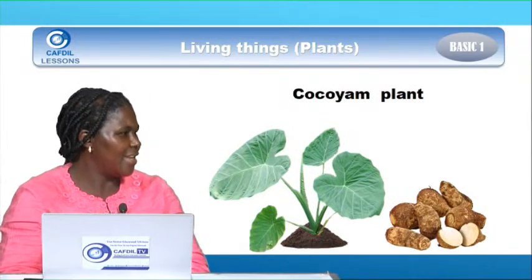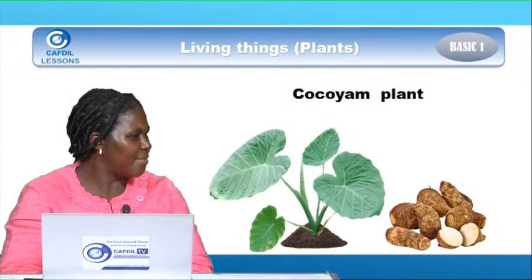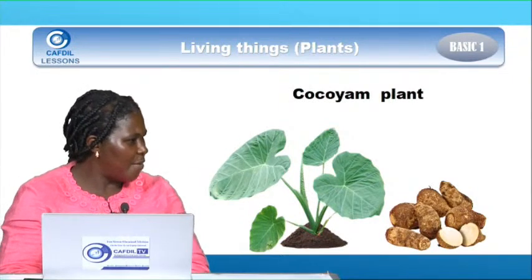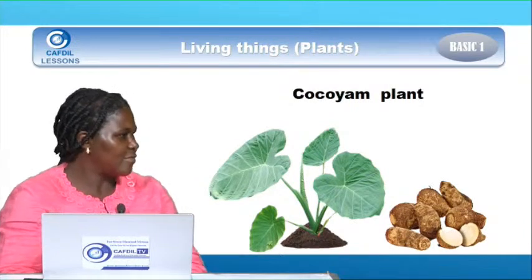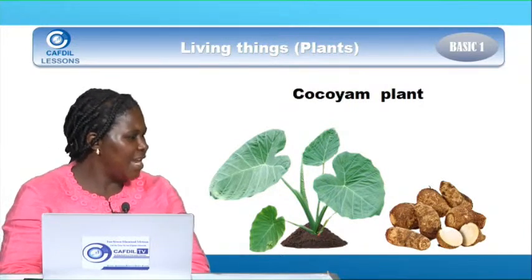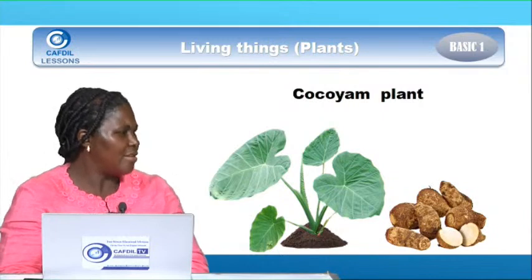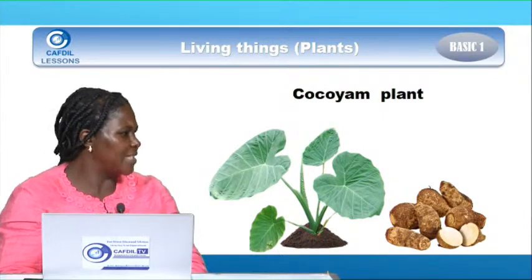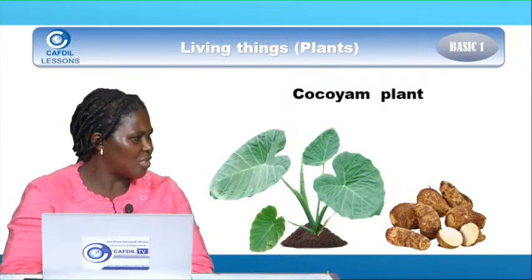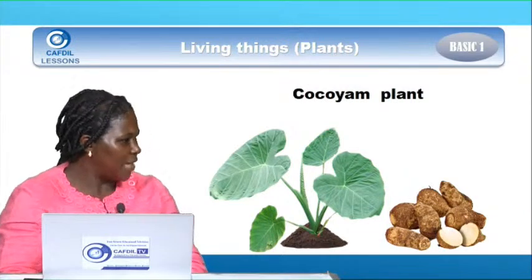Now this is cocoyam plants. Cocoyam plants. And we can see the cocoyam beside it. Now we get the cocoyam from the plant, and we have the leaves to be green. And the leaves are the ingredient we use to prepare our stew. So this is cocoyam plants.